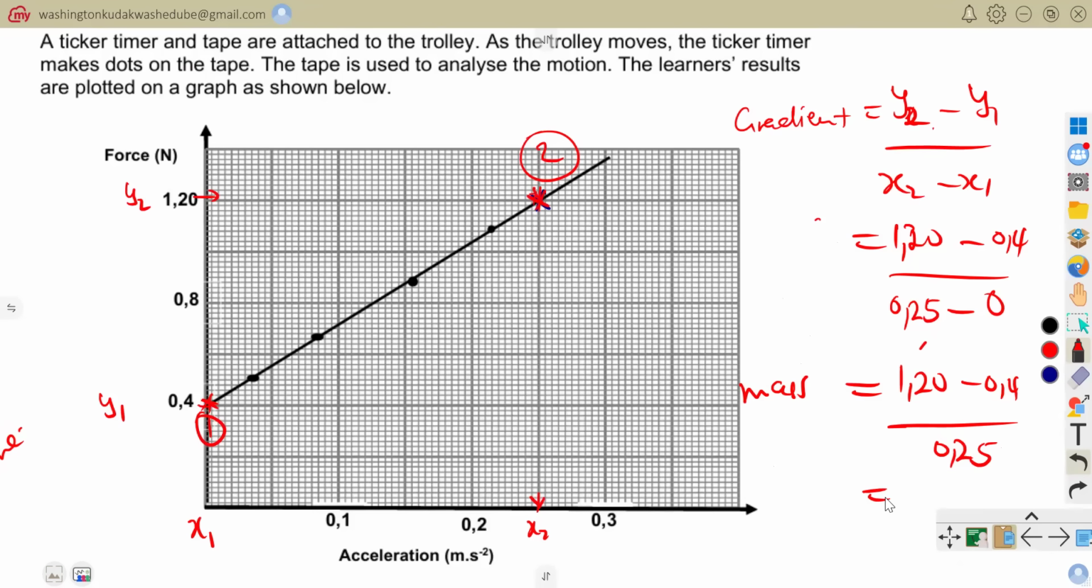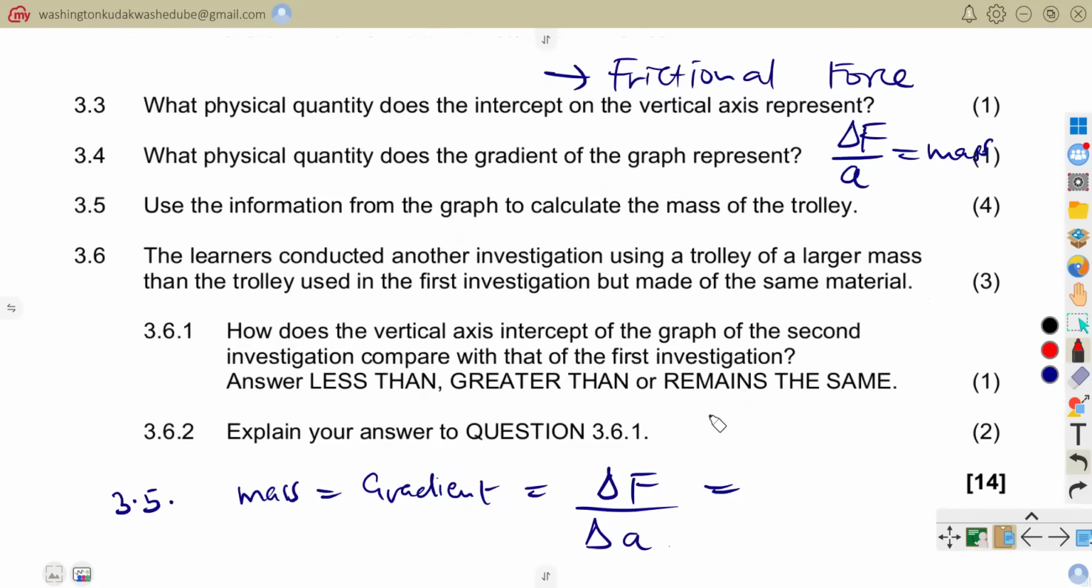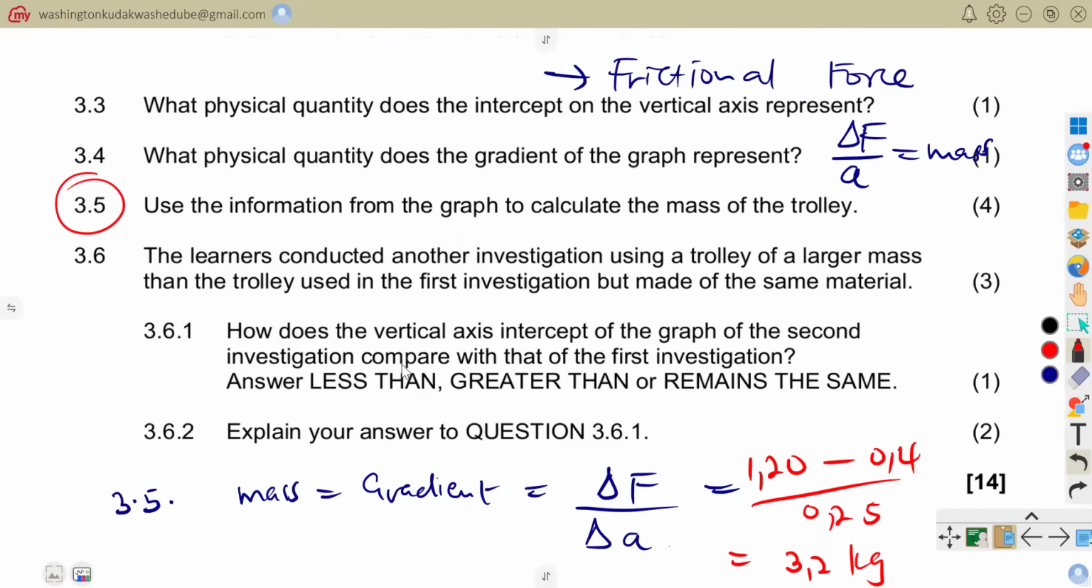Let's use our calculators. That value should be equal to 3.2 kg. If I say 1.20 minus 0.4 is 0.8, divided by 0.25, that becomes 3.2. That is how I calculate my mass. So my mass here is equal to 1.20 minus 0.4 all over 0.25, and the value of the mass is equal to 3.2 kg. That is the answer for that.